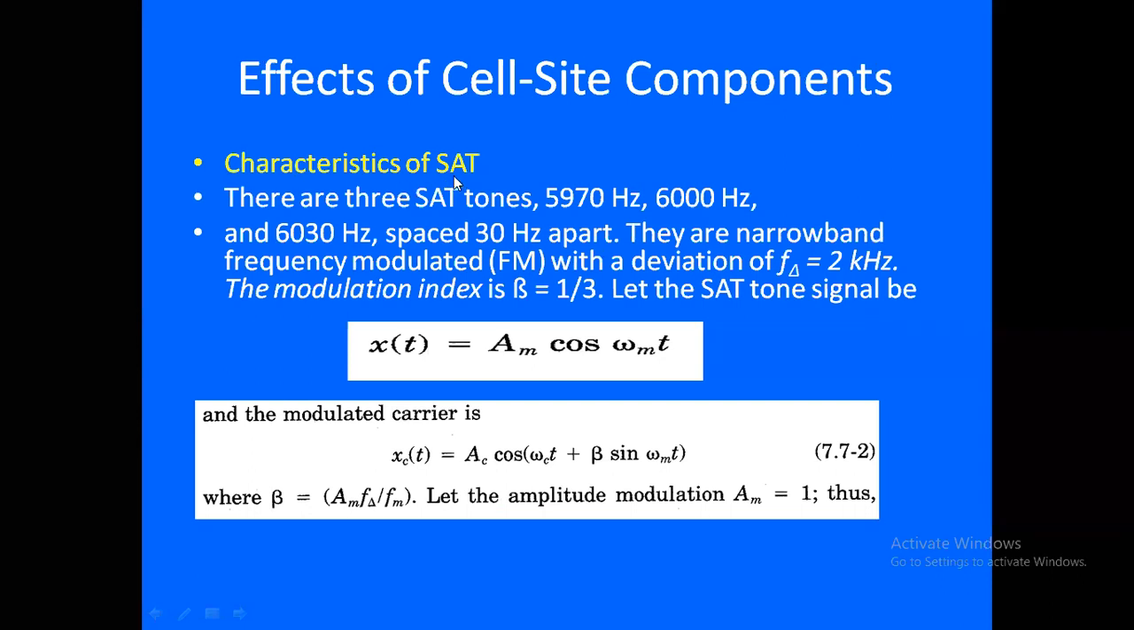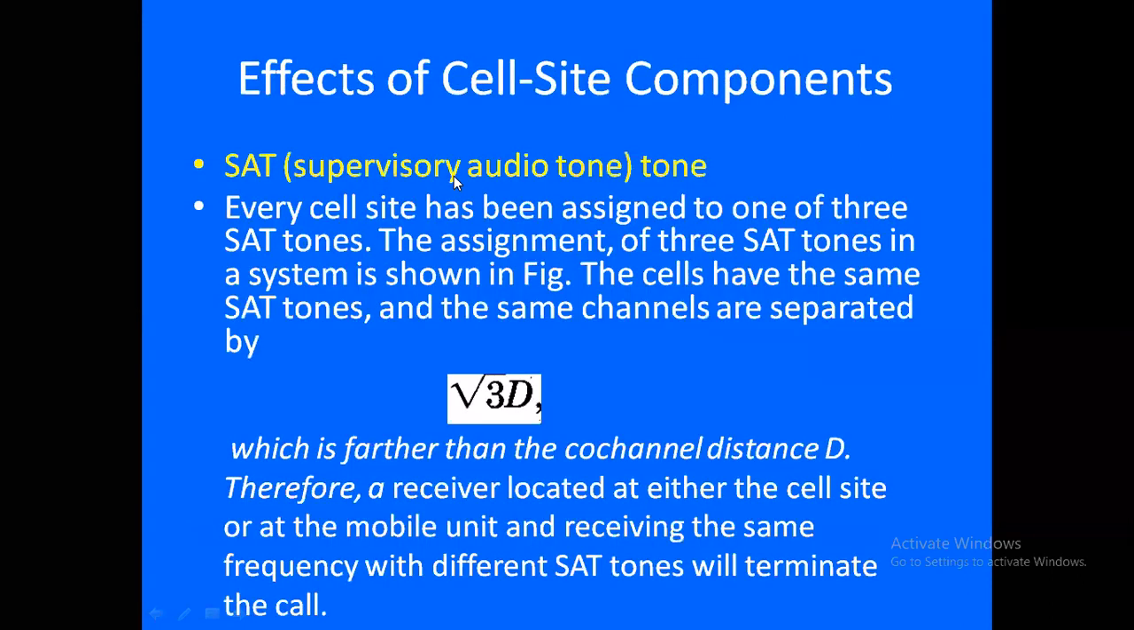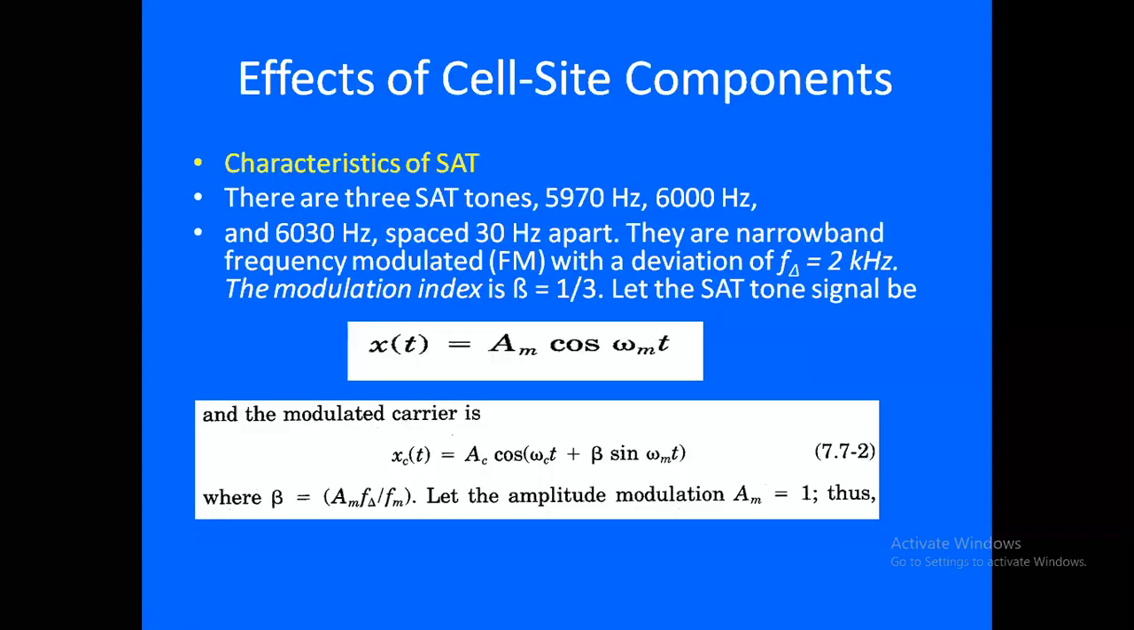Characteristics of SAT, the supervisory audio tone. There are three SAT tones: one is 5970 hertz, another is 6000 hertz, and another is 6030 hertz, which are spaced 30 hertz apart. They are narrowband frequency modulation with a deviation of f delta 2 kilohertz, and the frequency modulation index is 1 by 3.